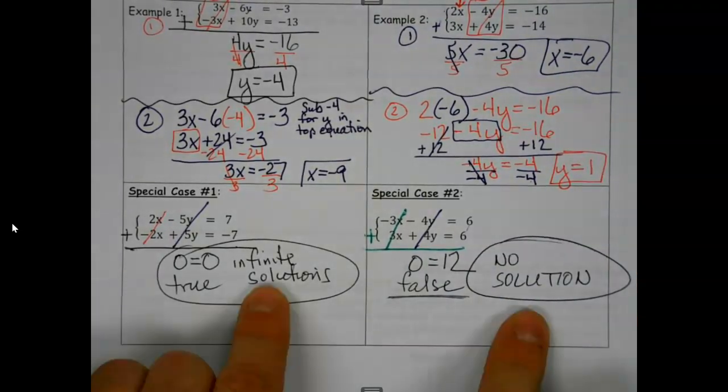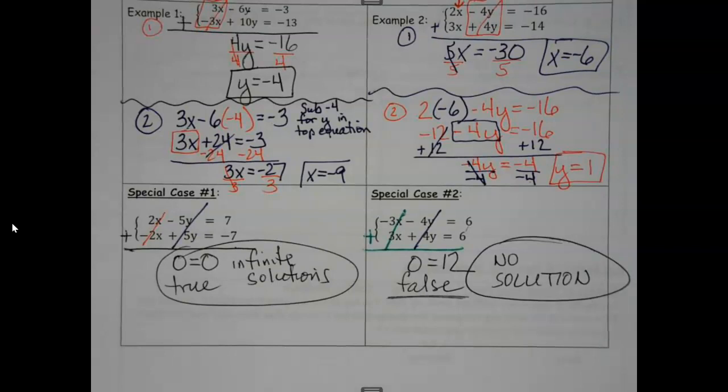So when all the variables go away, it's one of those two. Is the statement true? Do the two sides equal? Do they not? If they do, it's infinite. If they don't, it's no. That's all the options that we have.